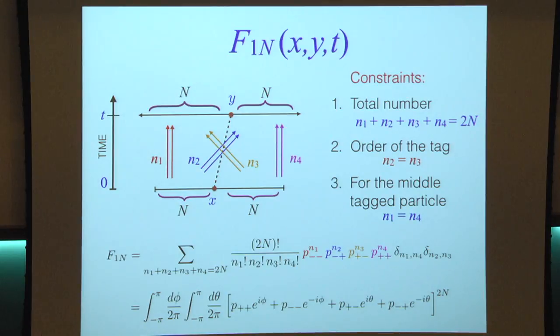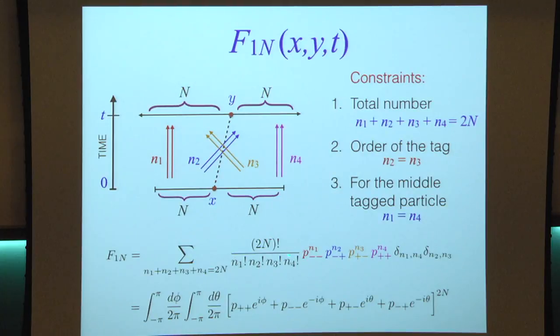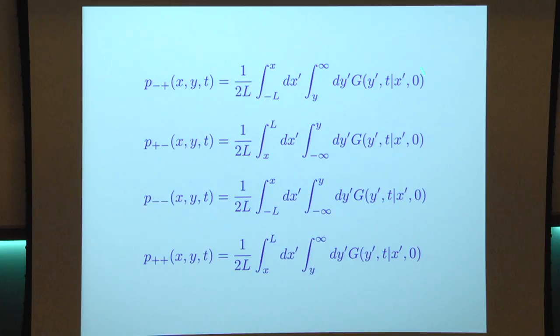So this is the answer. You can just carry out this multinomial sum. I still have to tell you what p plus plus and p minus minus are, but these are not very difficult to find. p minus plus is the probability that something from the left of x goes to the right of y. So this is my single particle propagator. For the initial position I integrate from minus L to x, and for the final position I go from y to infinity, and 1 over 2L is the probability of initially choosing a particle. Similarly, I can define these propagators.